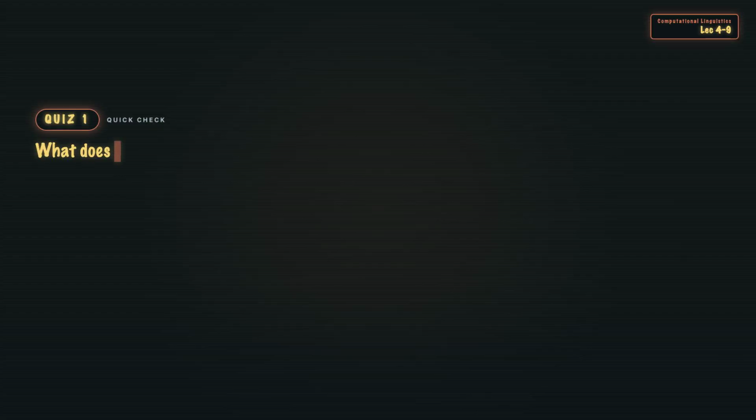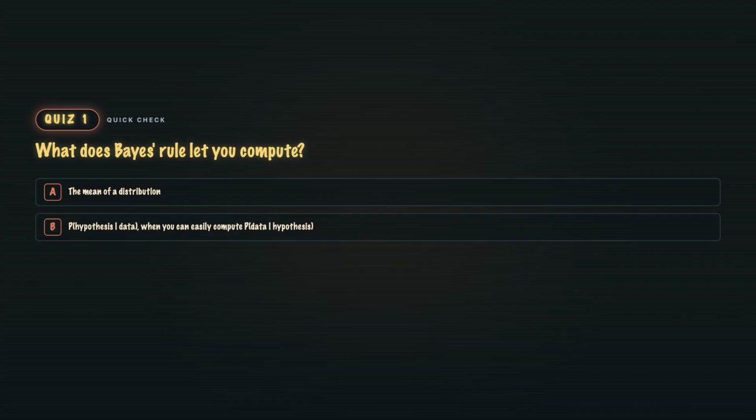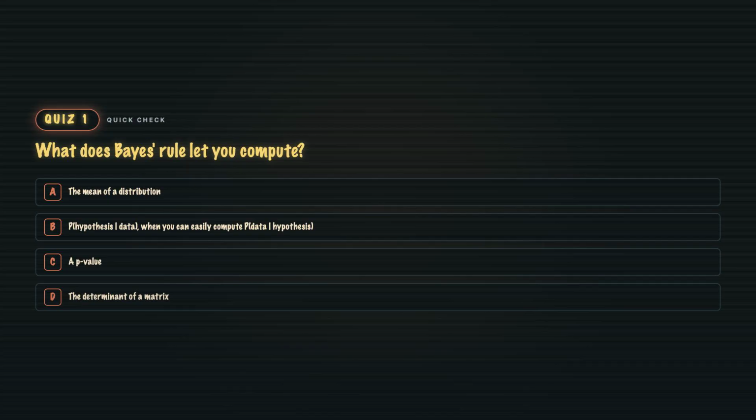Quiz 1. What does Bayes' rule let you compute? A. The mean of a distribution. B. P of hypothesis given data, when you can easily compute P of data given hypothesis. C. A p-value. Or D. A determinant.